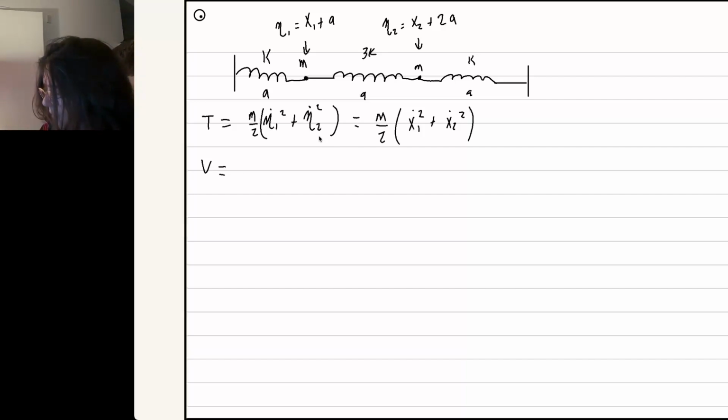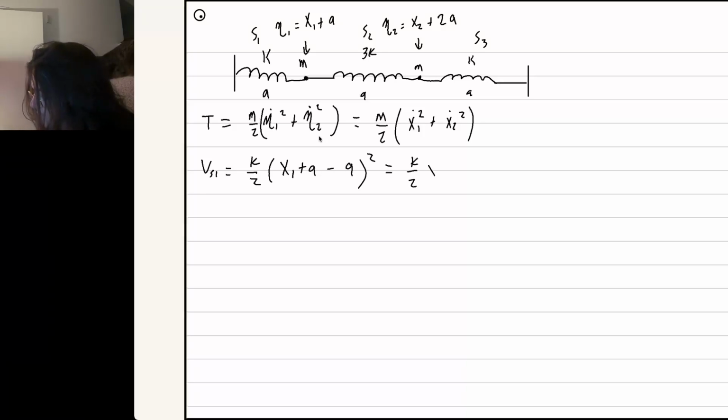I'm going to call this one spring 1, spring 2, and spring 3. So the potential for spring 1 is going to be k over 2 times x1 plus a, the position of the mass, minus a, the equilibrium position, squared, which is just k over 2 x1 squared. I will do the third spring because it's simpler. The potential of the third spring is also just a Hooke's law potential, which is going to be k over 2 times x2 plus 2a minus 2a squared, which is just k over 2 x2 squared.